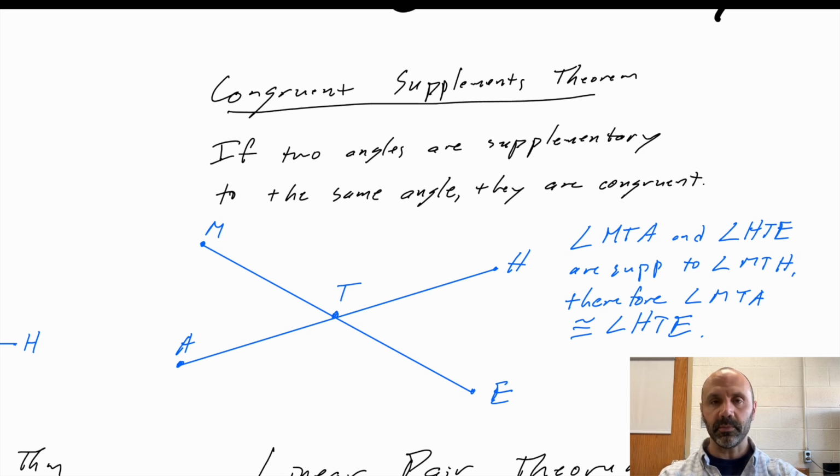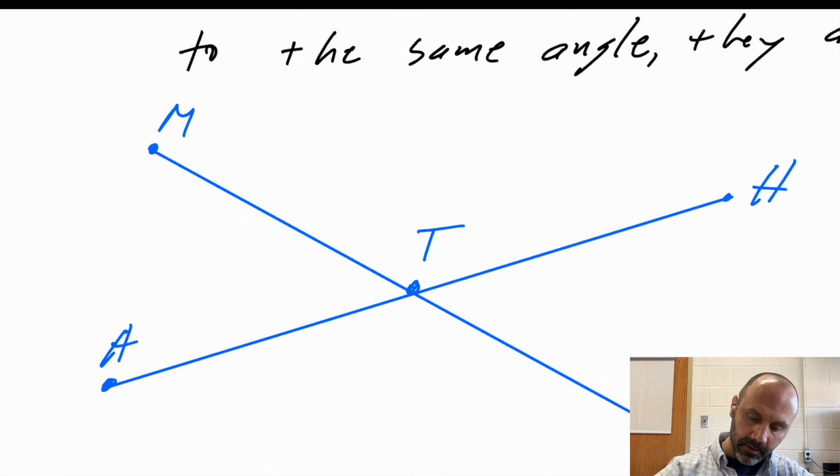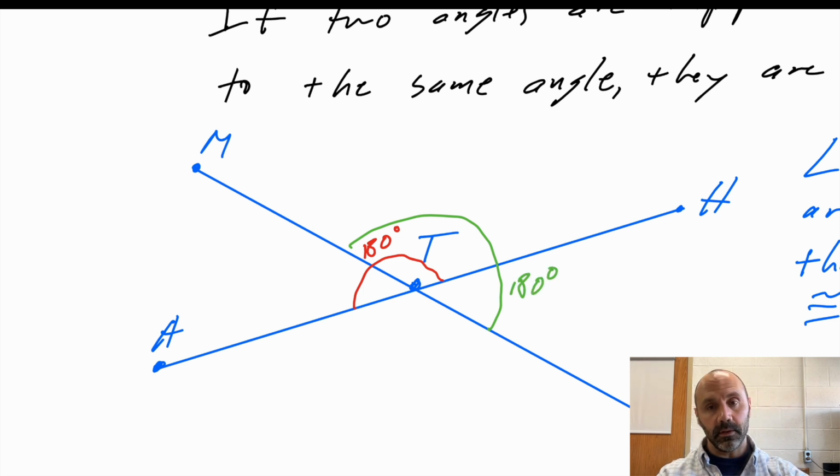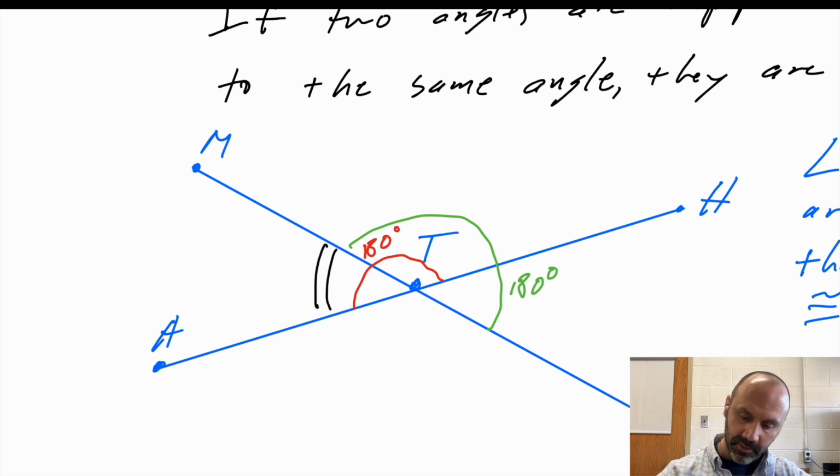If we have two angles that are supplementary to the same angle, then they must be congruent to each other. So here's an example. Angle MTA and angle HTE are both supplementary to angle MTH. So let's put some labels in here. What we're saying is that this angle is 180 degrees, and also that this angle is 180 degrees. And so that means that angle MTA must be congruent to angle HTE.